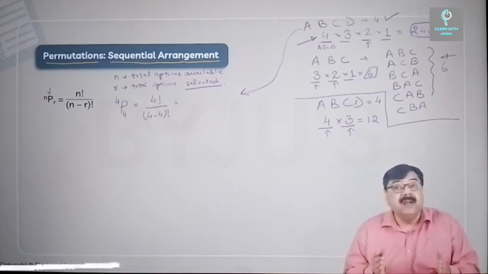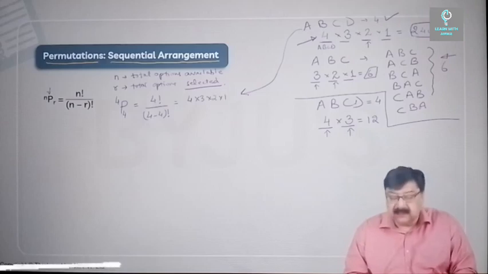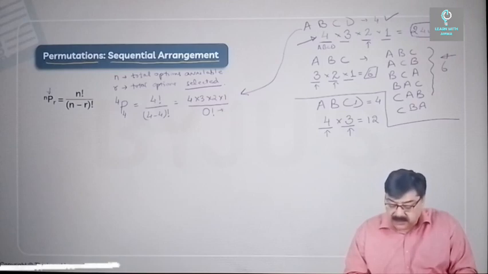So it will end at 1. So 4 into 3 into 2 into 1, the reverse counting, and 4 minus 4 is 0 factorial. Now 0 factorial is equal to 1 only. So this is 24 divided by 1, so hence 24 will be your answer.